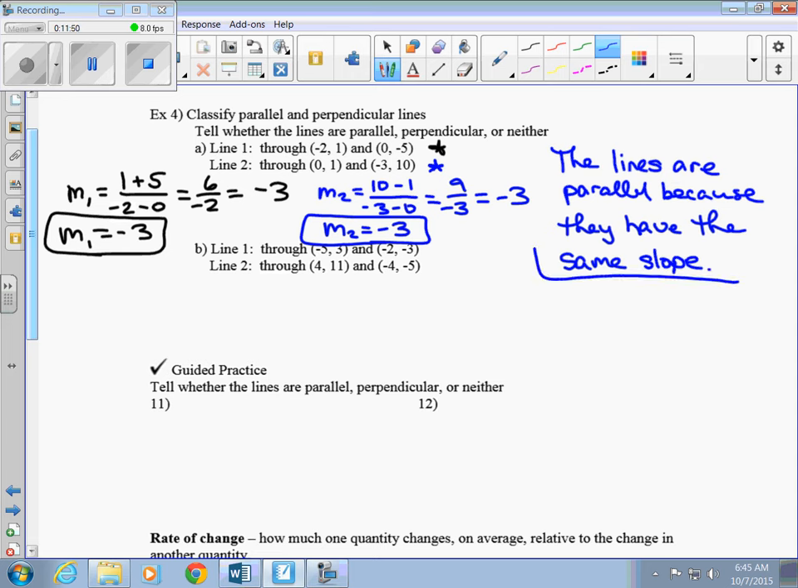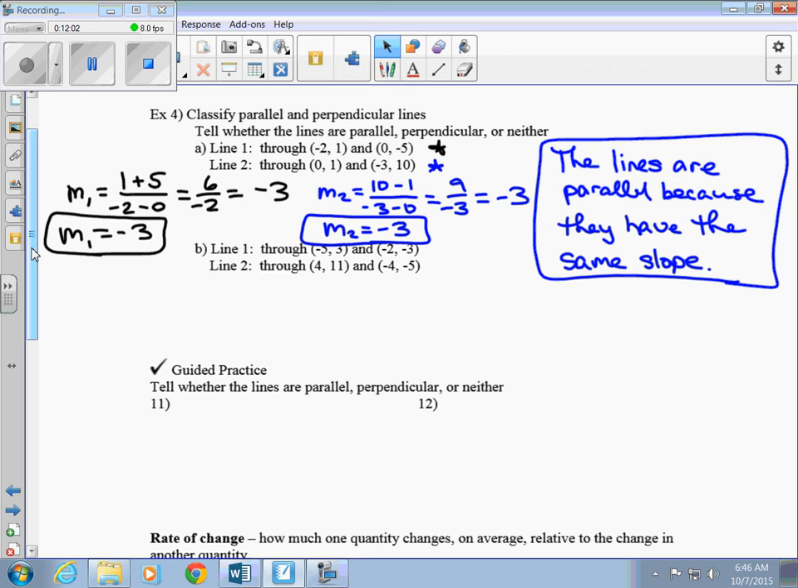Now you're going to need to make sure you know that, because that's exactly how you're going to have to answer the question on your quizzes and your tests. Find the slopes, tell, are they parallel, are they perpendicular, or neither? And then give the reason why. Well, because they have the same slope. So let's look at B.